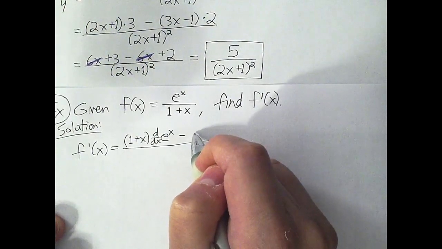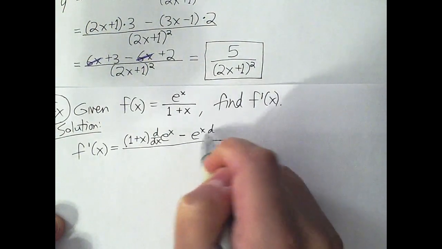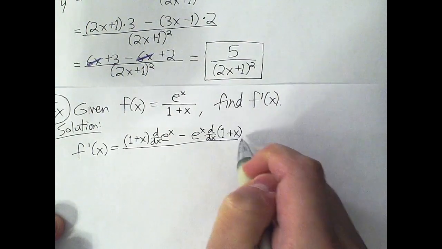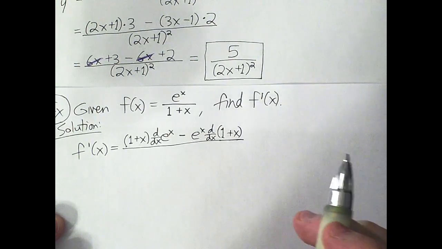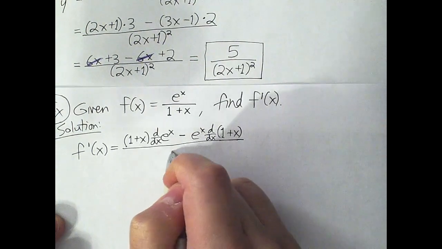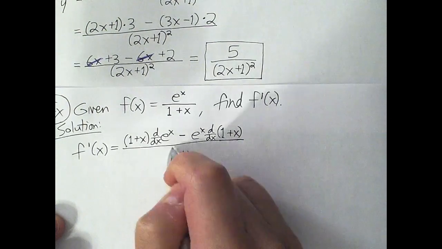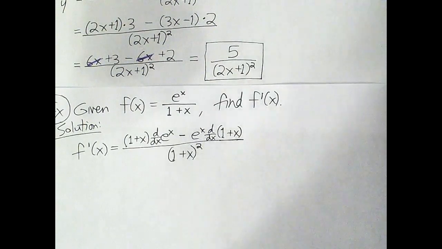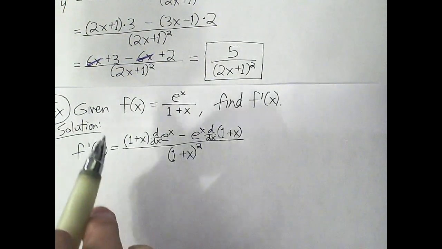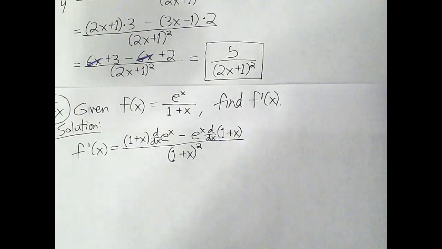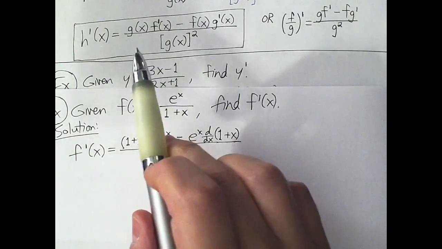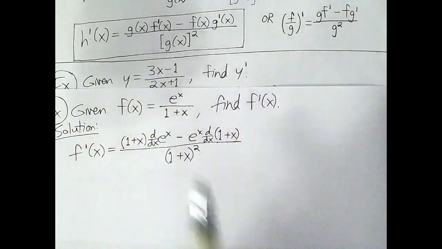Over here, I need the top function times derivative of the bottom. Derivative of 1 plus x, which I'll put parentheses around. It never hurts to have extra parentheses, by the way. And then on the bottom, 1 plus x, and that's getting squared. I put parentheses around it to make sure the entire thing gets squared. Notice that I do not need to write limit as h goes to 0 or anything like that, because we're using the quotient rule. The quotient rule does not have a limit. We're not doing a limit here.